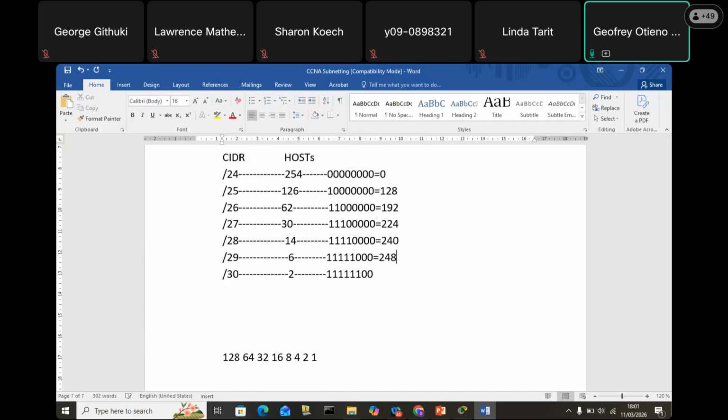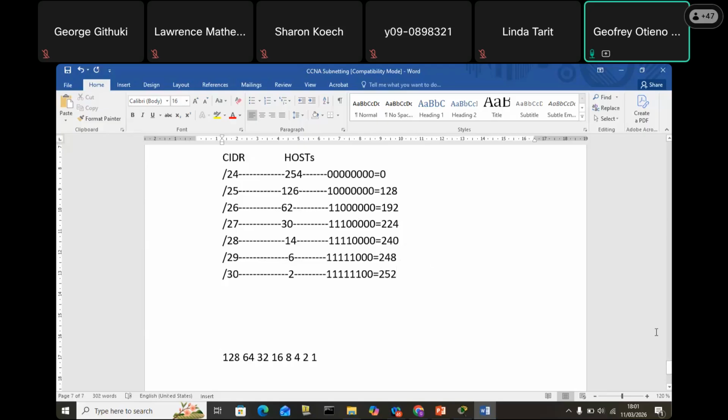If you move to the last one now, it is 128 plus 64 plus 32 plus 16 plus 8 plus 4, plus 2. So you get to 252. Okay. So that's basically what you need to understand. That's how you get the decimal equivalent of these binaries.